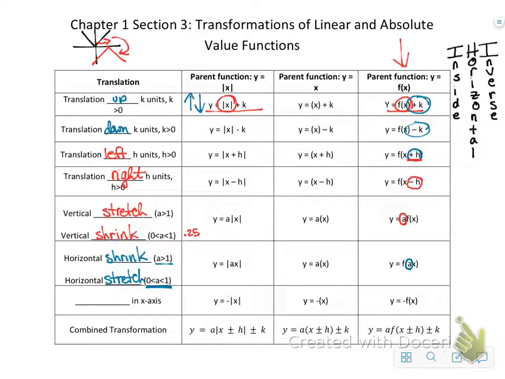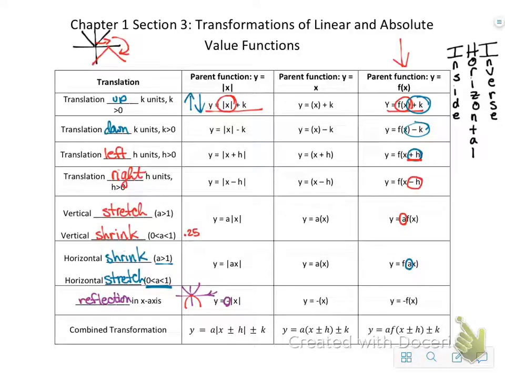Now, we have reflections. This negative is outside. That means we have a reflection in the x-axis. Now the x-axis is right here. So that means instead of going up, we're going to go down. That is a vertical reflection. That's why it's outside, because we're going from top to bottom.